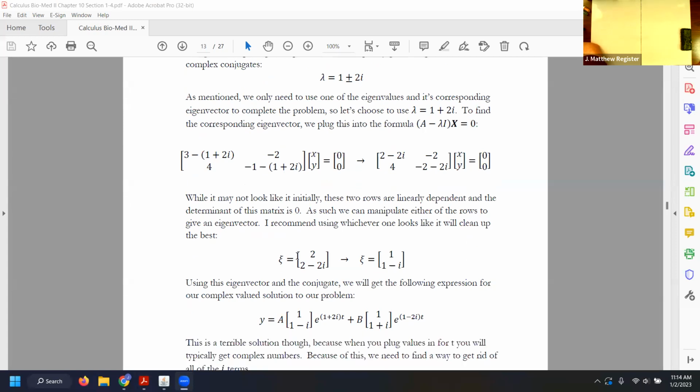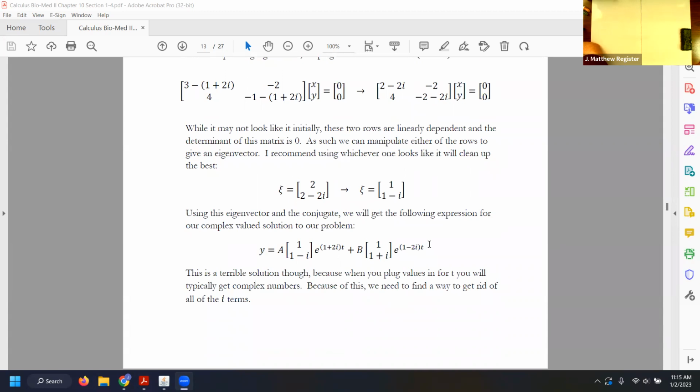In this case, it looks like I have chosen to use the first row. And I got the eigenvector 1 and 1 minus i. So that's using the first row and the first eigenvector, the 1 plus 2i. Well, we can write the solution out in this format then. And so we know it's going to be complex conjugates. So it's going to be a times (1, 1 minus i) e to the (1 plus 2i)t, plus b times (1, 1 plus i) e to the (1 minus 2i)t.